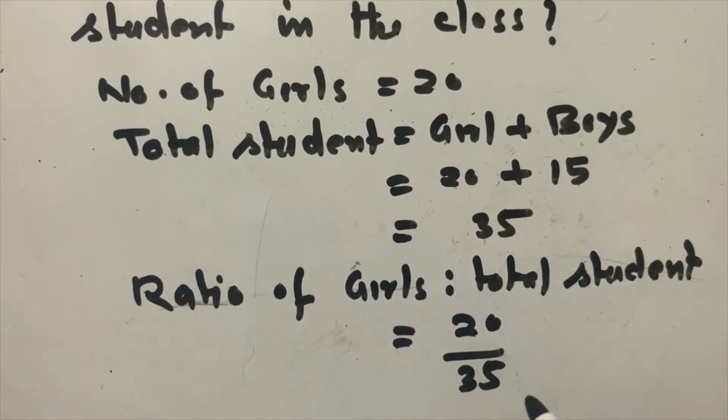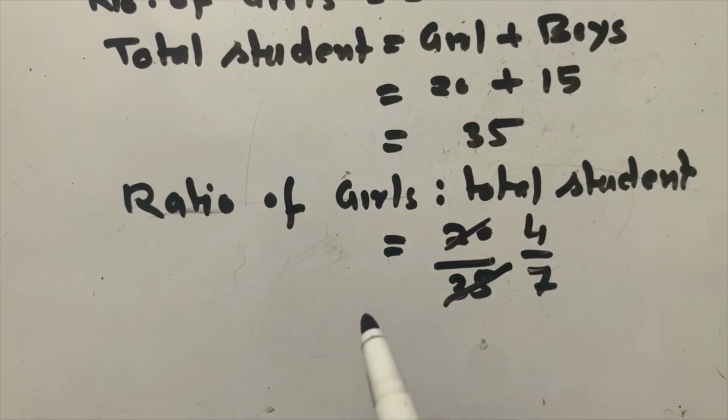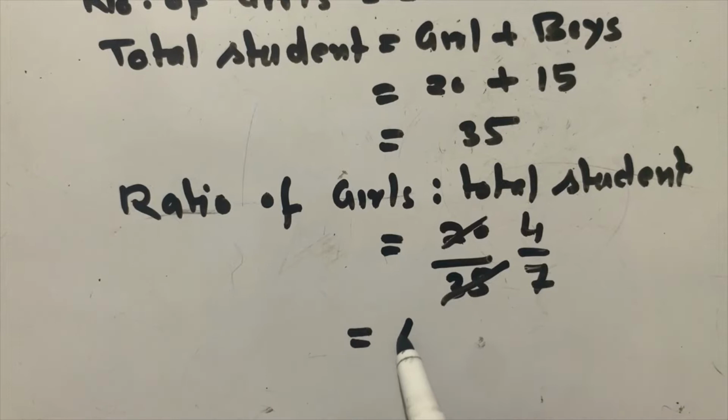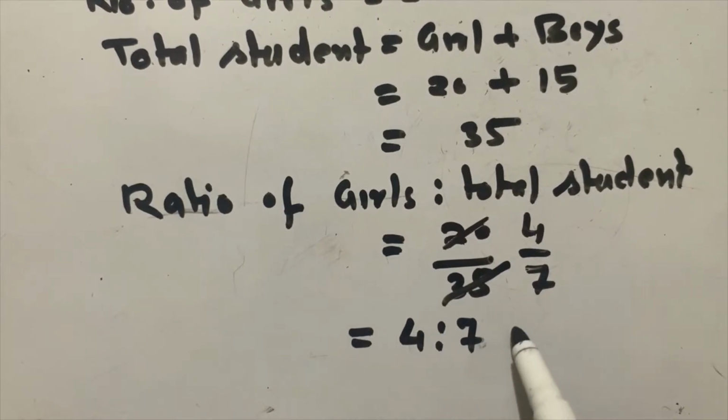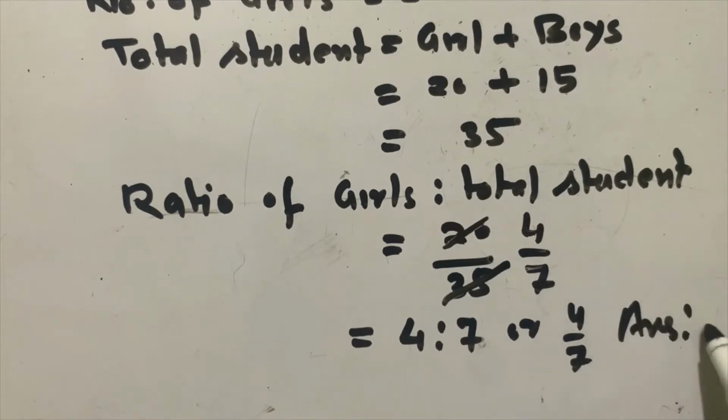Now we will read the table of 5. 5 ones are 5, 5 twos are 10, 5 threes are 15, 5 fours are 20, 5 sevens are 35. We got the ratio after simplifying, the ratio of girls to total students. Ratio of girls to total students is equal to 4:7 or 4/7, is the answer.